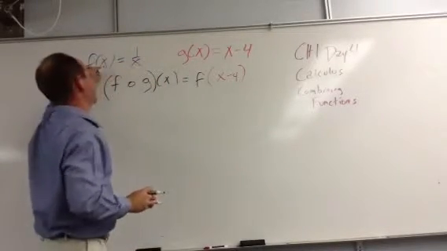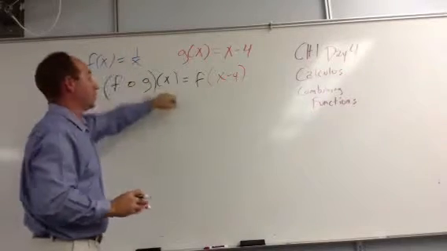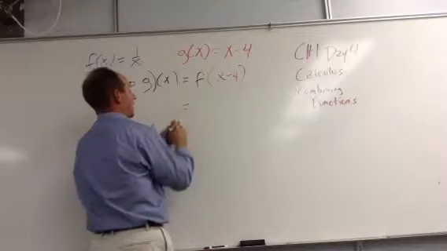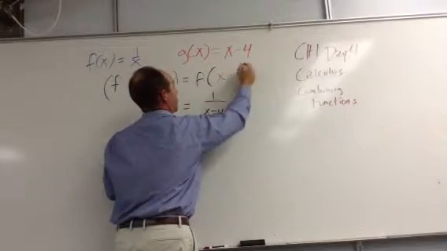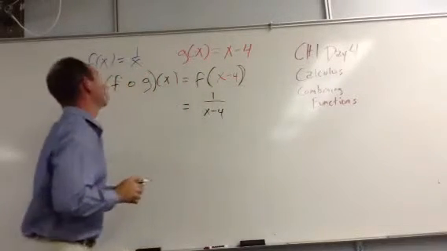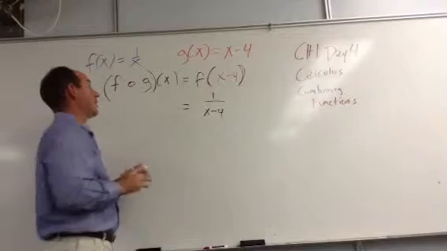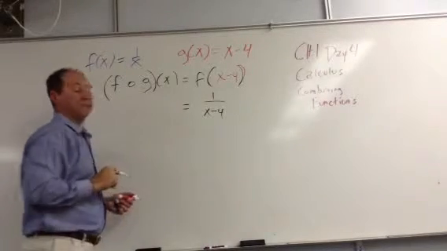Well, function f says whatever the input is, take 1 divided by the input. So that means that this will be 1 divided by my input. My input was x minus 4, so it's 1 over the quantity x minus 4. And that is f following g of x.